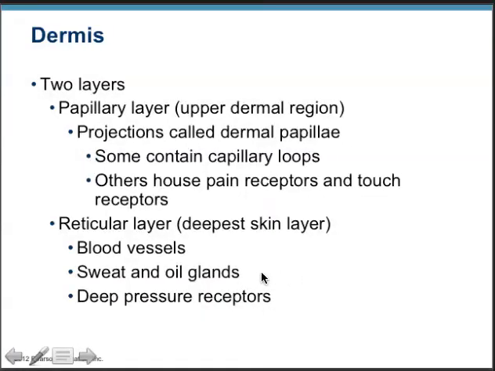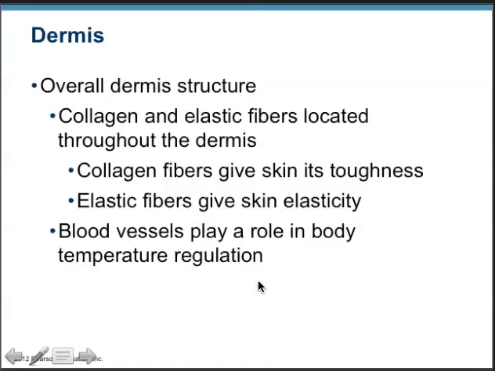It also contains hair follicles and the associated hair bulb, root, and shaft, as well as the erector pili muscle, and of course, lots and lots of connective tissue, extracellular matrix that provides the ability to stretch and also resist mechanical force. The overall dermis structure is made up of collagen and elastic fibers located throughout the dermis. The collagen fibers give skin its toughness, and the elastic fibers give it its ability to stretch, while the blood vessels are important in the regulation of body temperature.